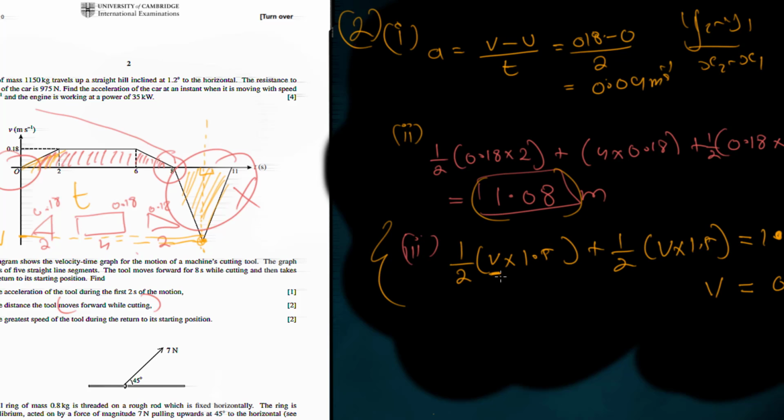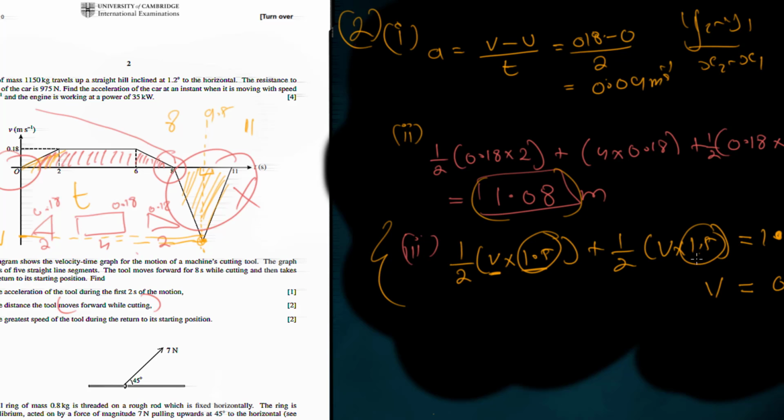We can cut the isosceles triangle into two equal parts, where the height would be v, which is the velocity we have to find out, and the width would be 1.5. How is it 1.5? Because you have 8 and you have 11, and the midpoint of 8 and 11 is 9.5. So the distance between 8 and 9.5 is 1.5, and the distance between 9.5 and 11 is 1.5. So the width is 1.5.